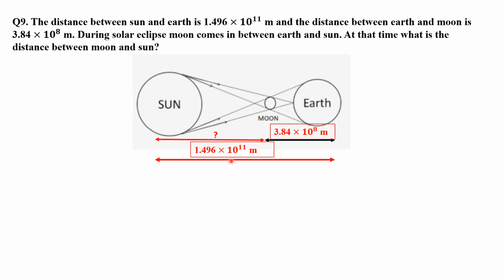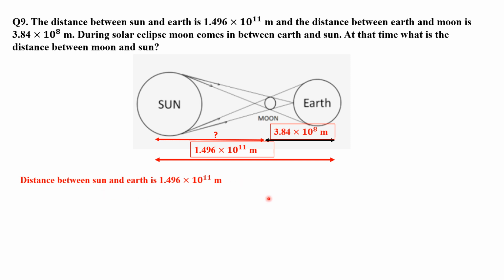So when I drew the figure, now it will be very clear for you what to do to find the distance between Sun and Moon, isn't it? You have to subtract the distance between Moon and Earth from the distance between Sun and Earth, right? This total distance is given as this, and the distance between Moon and Earth is given as this. So to find this remaining distance, you have to do the subtraction, right?